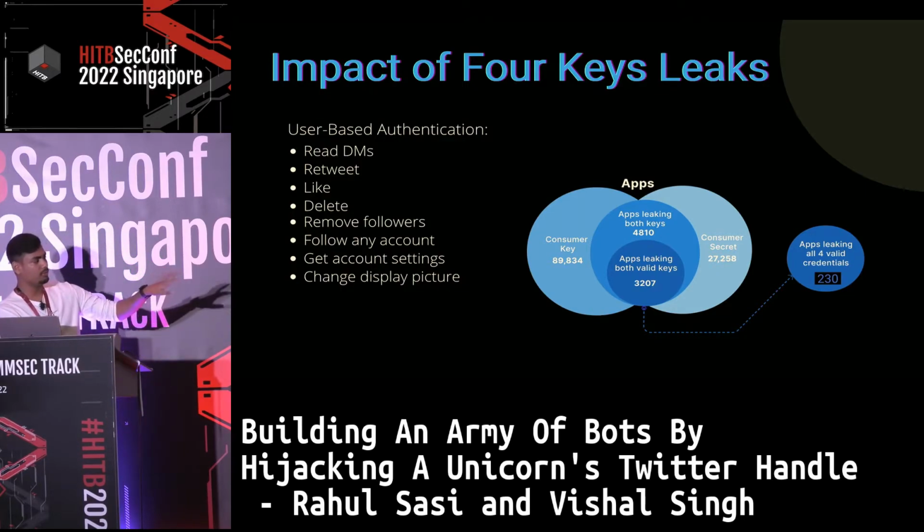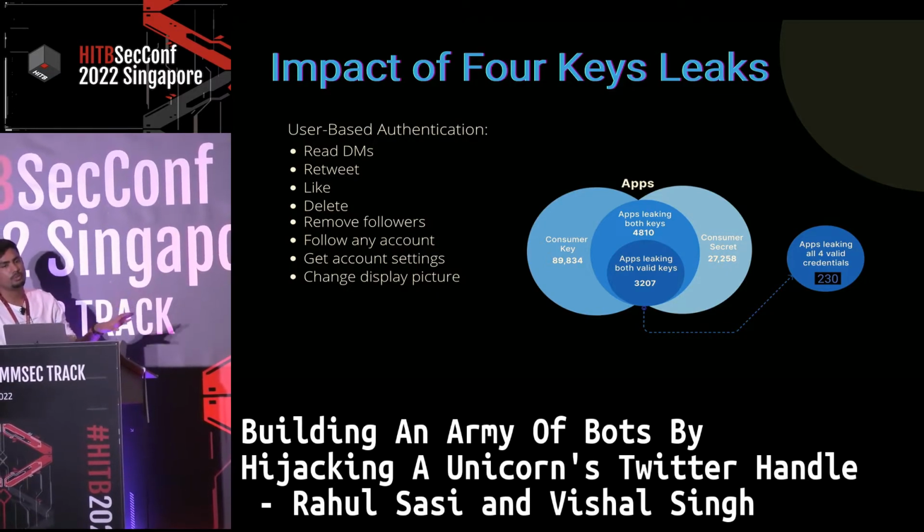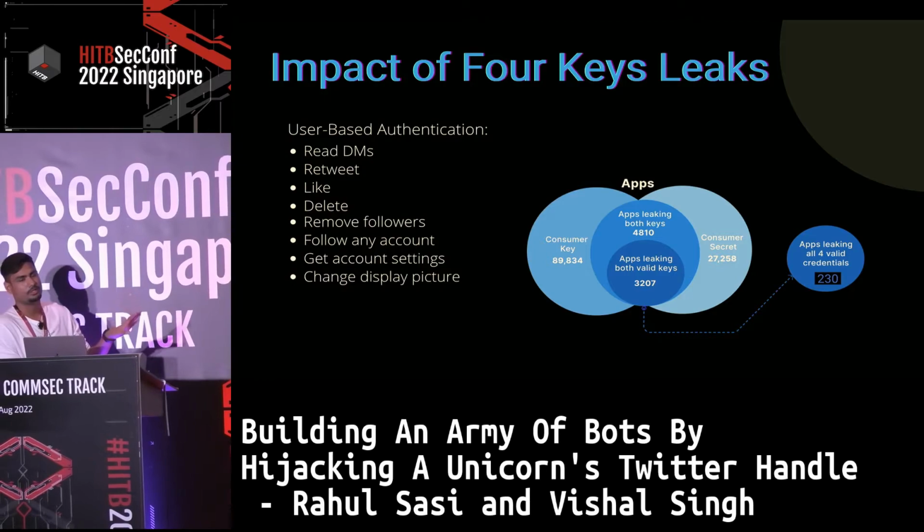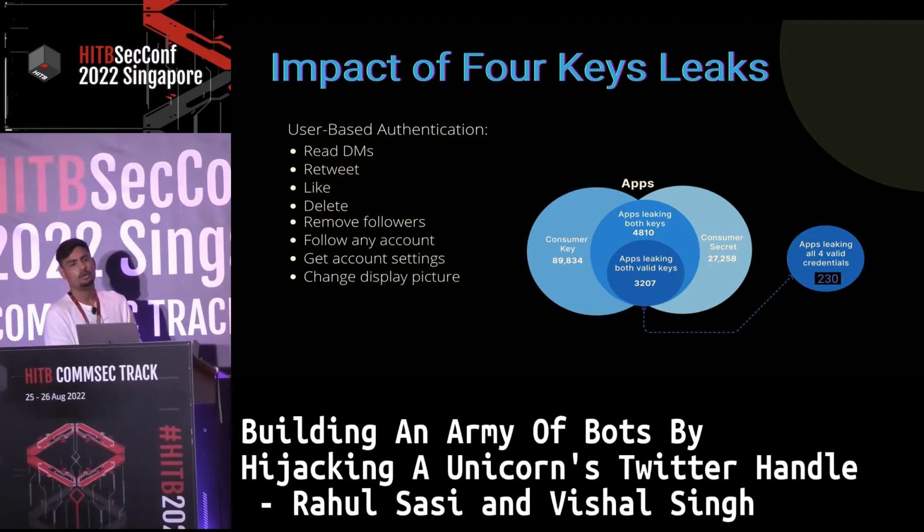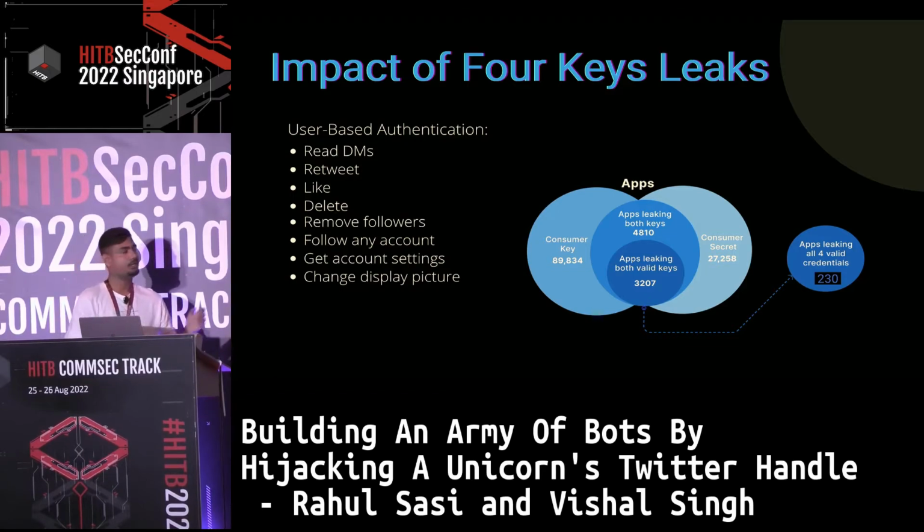So we removed all those, and there were apps or companies leaking more than 3k keys. After filtering all those, we also checked for the 4 keys, like 4 OAuth credentials, for the companies leaking all 4 keys. We found that there were 230 apps or companies leaking all 4 credentials, which could be used for user-based authentication. That means we can hijack or compromise their Twitter handle for 230 apps or 230 companies.